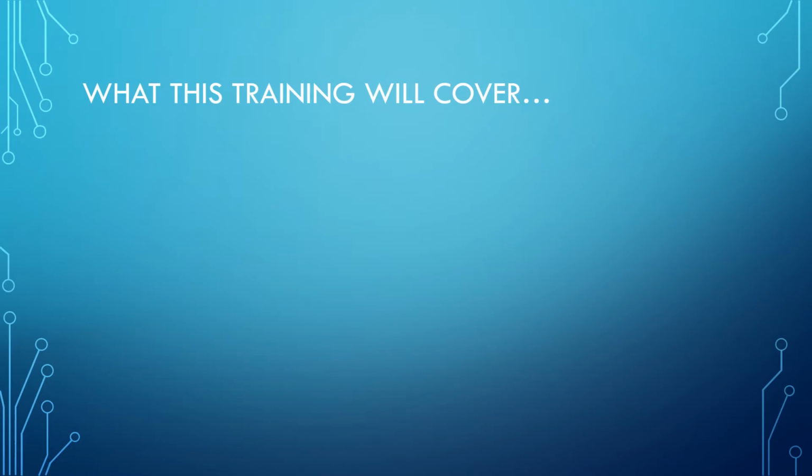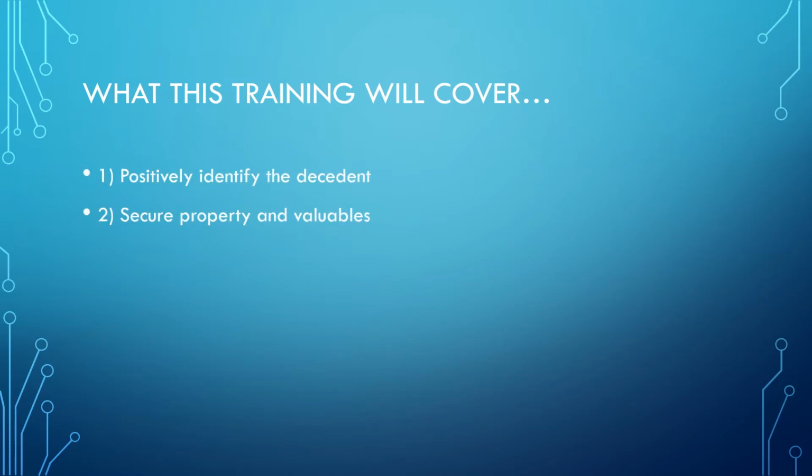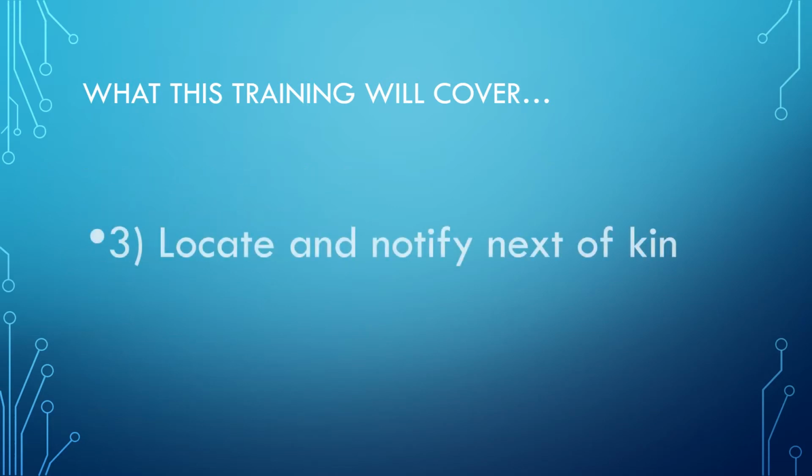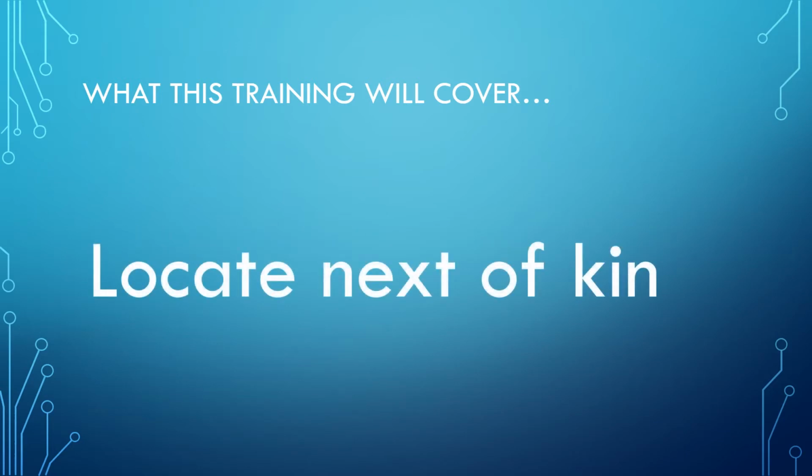As you should already know by now, the three most important things that a deputy coroner must do in a death investigation: positively identify the decedent, secure property and valuables, and notify the next of kin of the decedent. Number 3, which is locating and notifying the next of kin. We're going to look at locating next of kin.